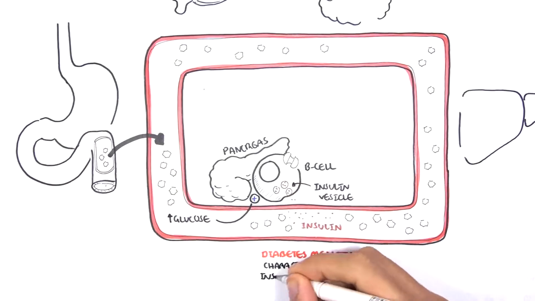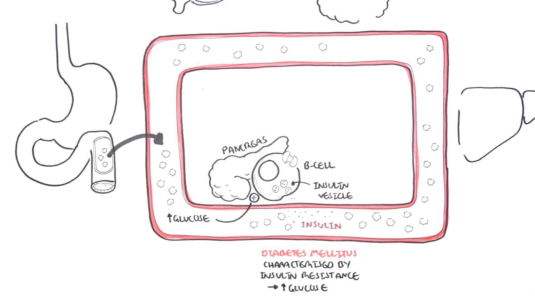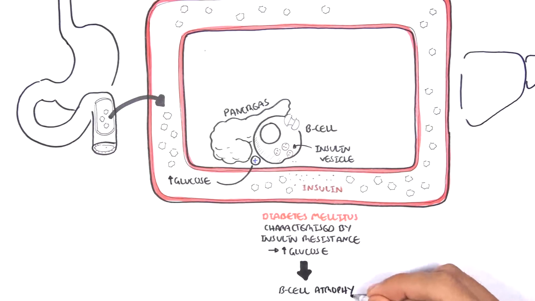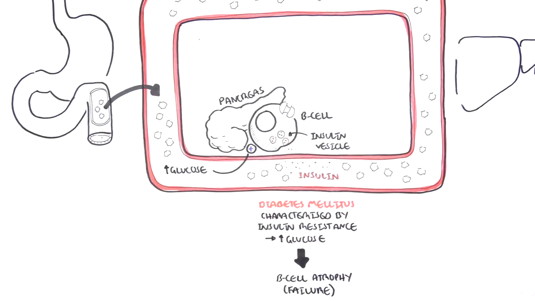Diabetes mellitus is characterized by insulin resistance. So the effects of insulin on body tissues don't work properly. So the insulin cannot stimulate glucose uptake to tissues from the blood, and as a result, you have a sort of persistent high blood glucose. Increase in blood glucose with insulin resistance will eventually lead to B cell atrophy, B cell failure, which makes the whole problem a lot worse.